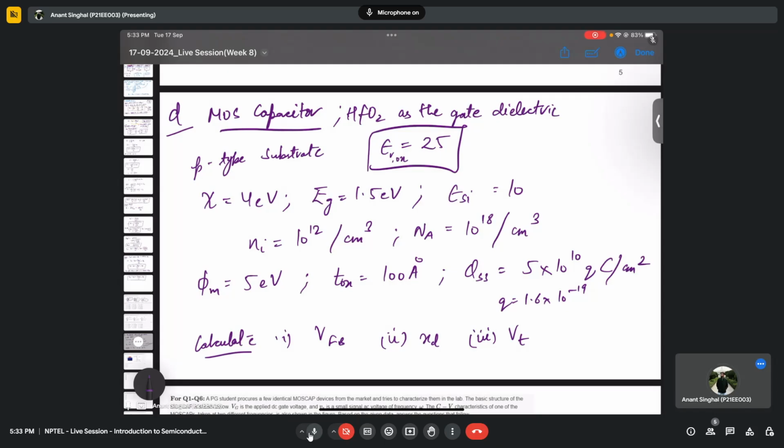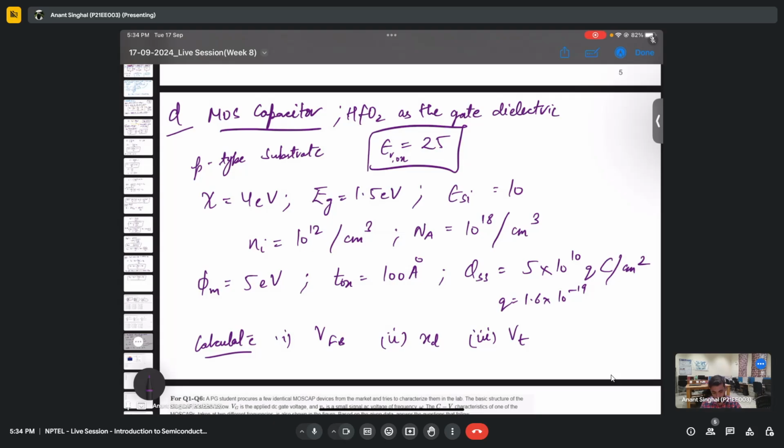One clarification: the oxide relative permittivity is 25 because I've given HfO2, not SiO2. And the silicon relative permittivity is 10. That is in general 11.7, but for simplification I've given it 10. So can anybody tell how we can do the first part? What are you following?